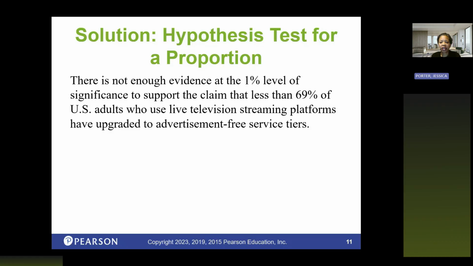And when I say the claim, you would fill in whatever information came from the problem.